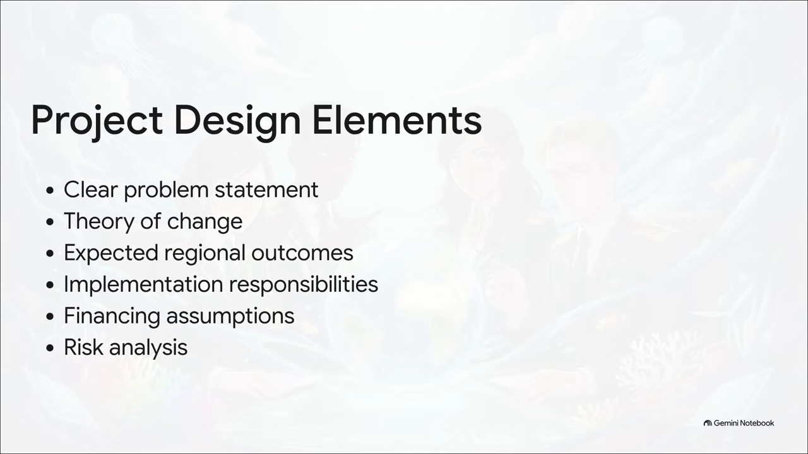To make a project credible enough for partners to actually invest in it, you need a crystal clear problem statement and a rock-solid theory of change. You have to spell out exactly who is responsible for implementing it and lay all your financing assumptions and risks out on the table. Without that discipline, the project is pretty much doomed from the start.